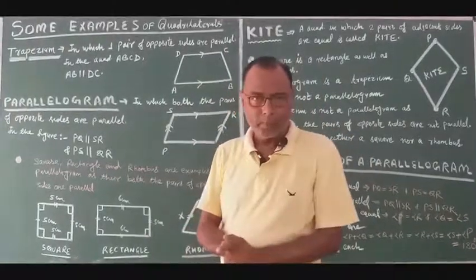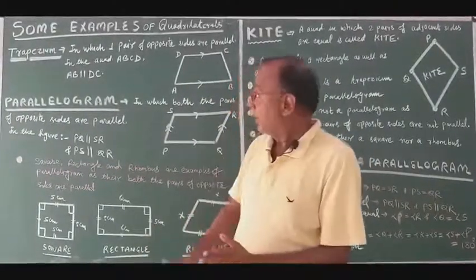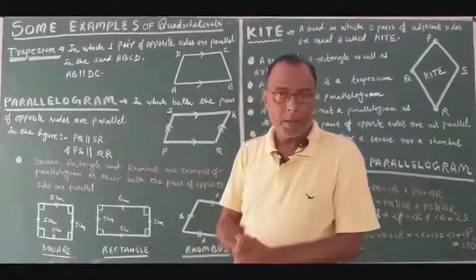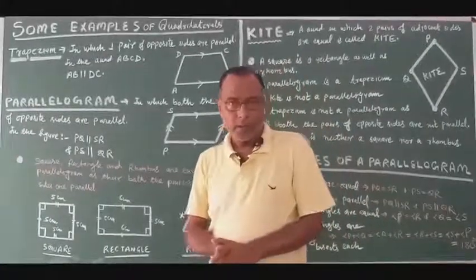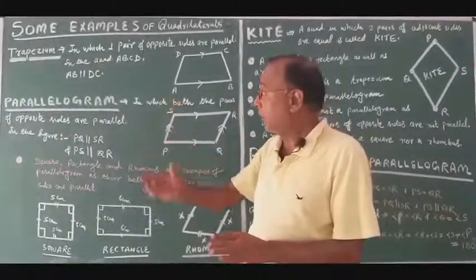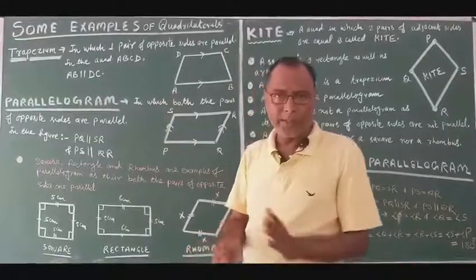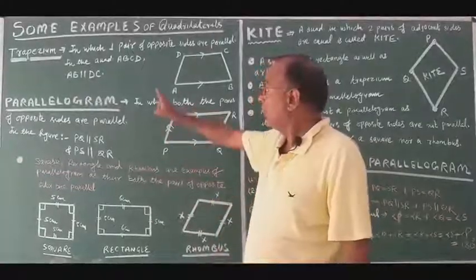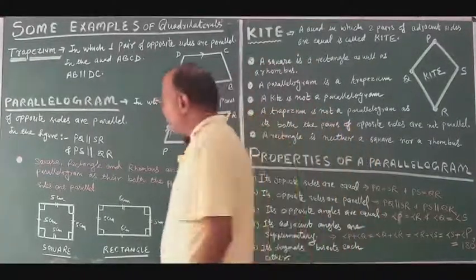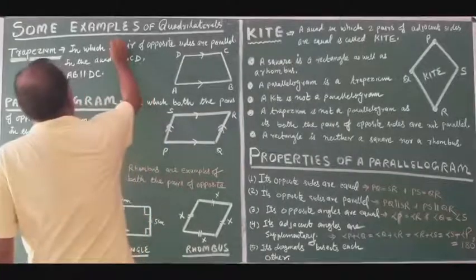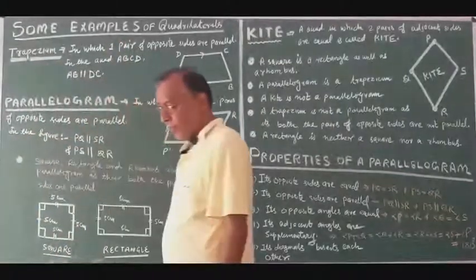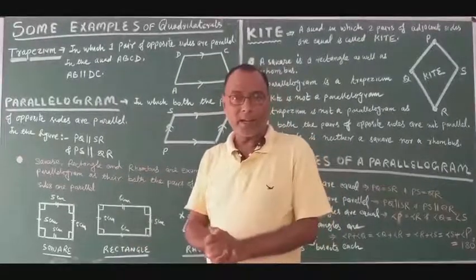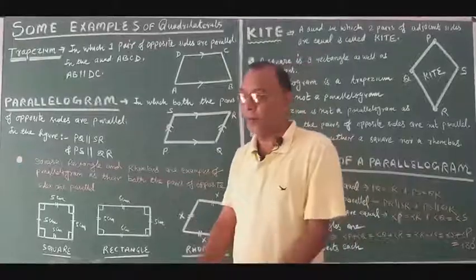So today we are starting with some examples of quadrilaterals. The first thing is the trapezium. What is a trapezium? Such a quadrilateral in which one pair of opposite sides are parallel is known as a trapezium.